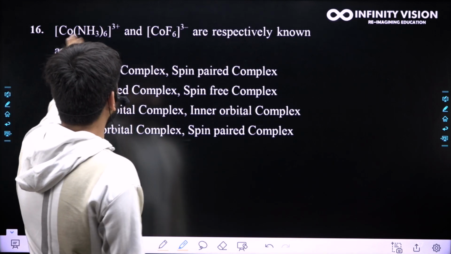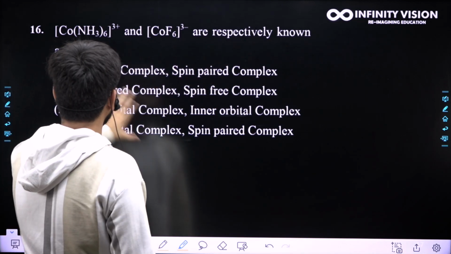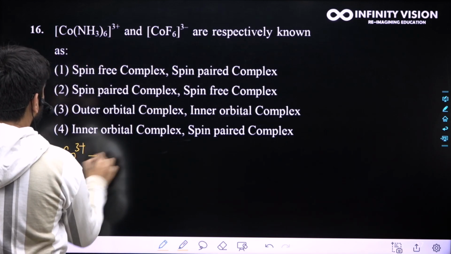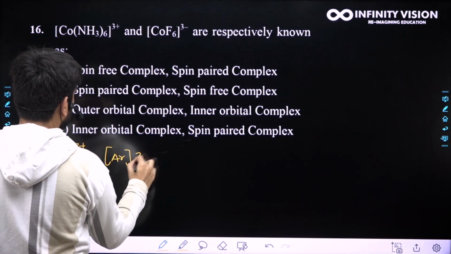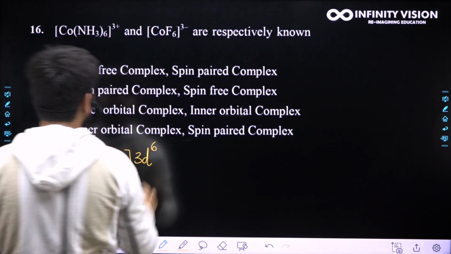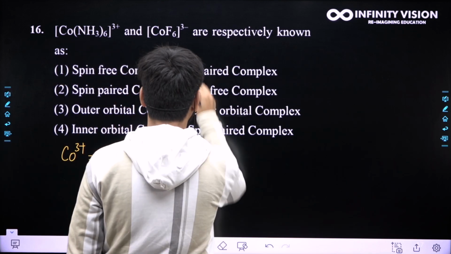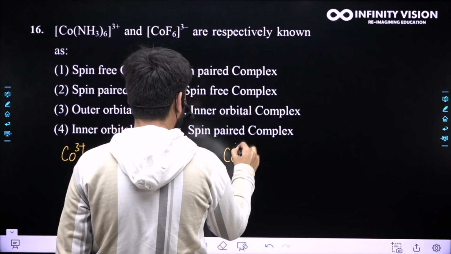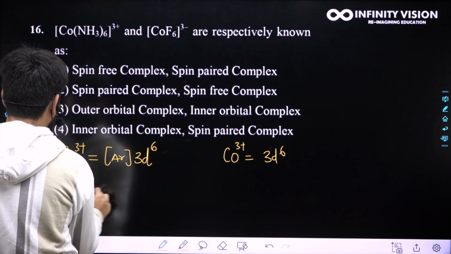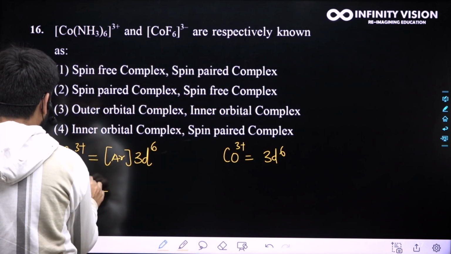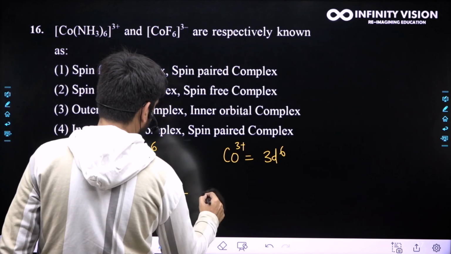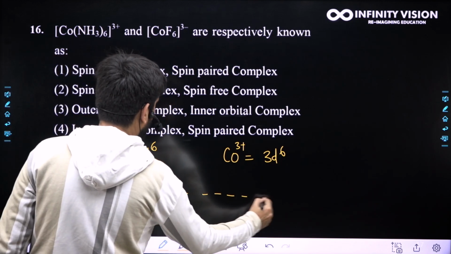Okay, we have the two complexes. They are respectively known as, all right. So let us see the first one. Cobalt is in +3 oxidation state, that is argon. And here we have 3+, that means it is 3d6, right? And here in the second one, cobalt is again +3, that is 3d6. Now, 1, 2, 3, 4, 5, and 6. We have S, we have outer P, right? And we have outer D.